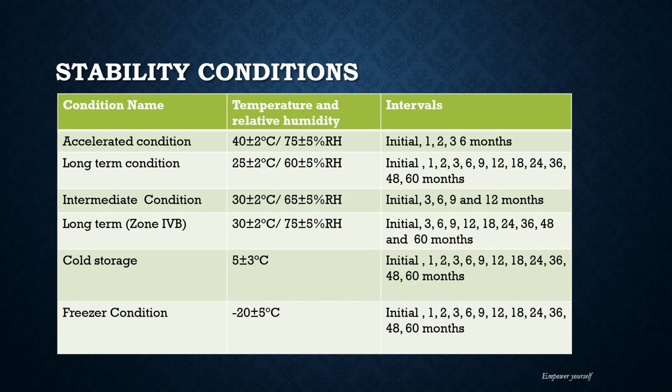So here are the intervals at which my product has to be tested: initial, first month, second month, third month, sixth month, 9th month, 12th month, 18th month, 24th month, 36th month, 48th month, and 60th month. So we can see there are different kinds of intervals.